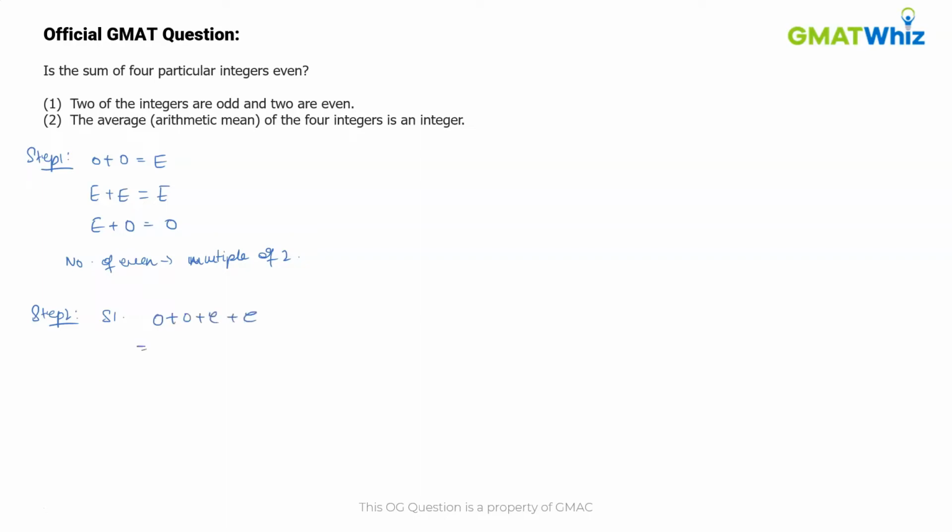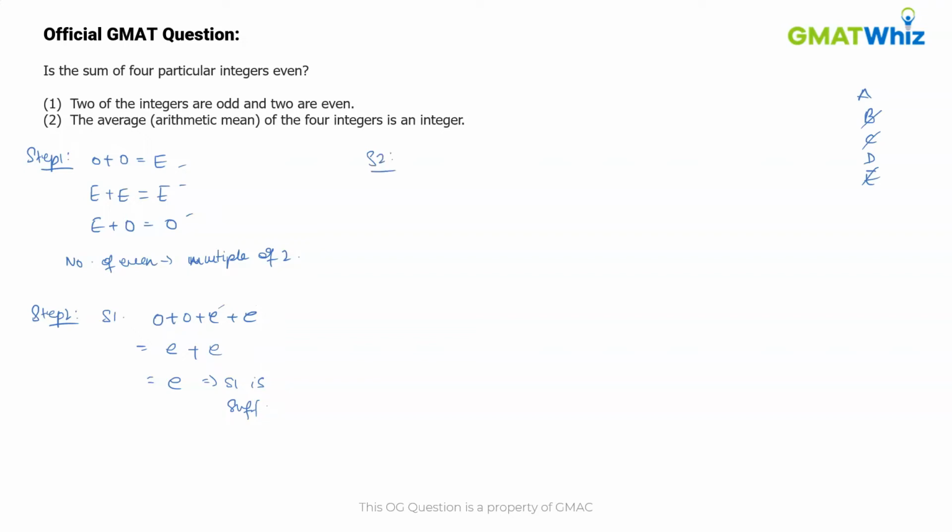Now using the above mentioned rules, an odd number plus an odd number will give us an even number, and even plus even gives us an even number, and this also returns an even value. So we can say that statement 1 is sufficient because we can conclude from the statement that the sum of four particular integers is even. Hence, from the given options, we can eliminate options B, C and E. We now check the sufficiency of statement 2.